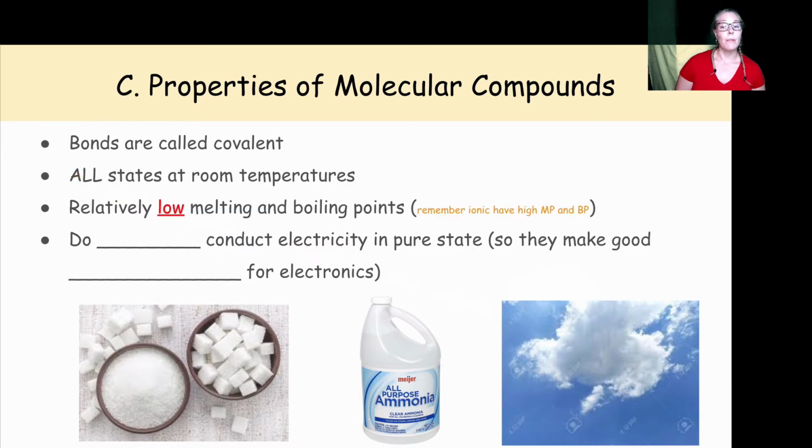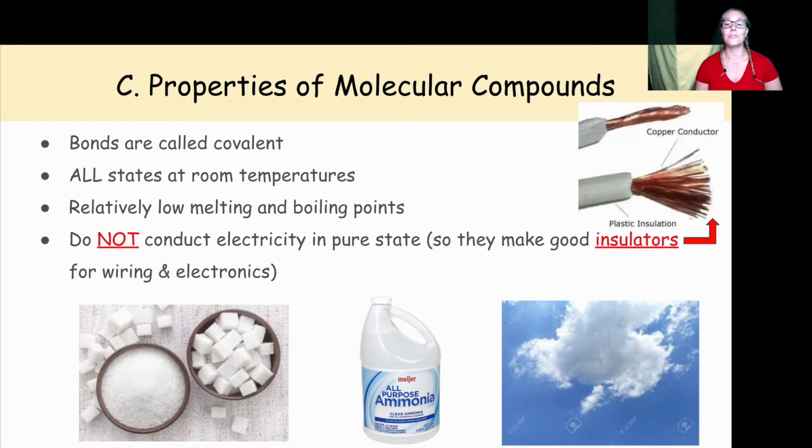They have relatively low melting and boiling points, which, if you remember, ionic compounds were on the other end. They have very high melting and boiling points because ionic bonds are very strong. They're much stronger than covalent bonds. Also, molecular compounds, unlike ionic compounds, do not conduct electricity in their pure state. So they make great insulators. And we see this in our wiring and electronics.